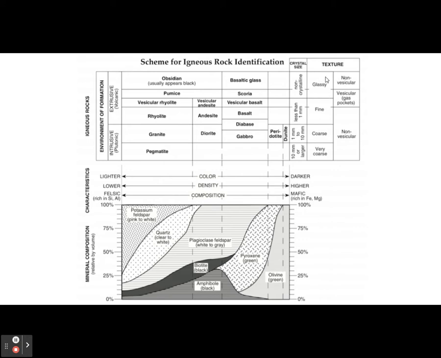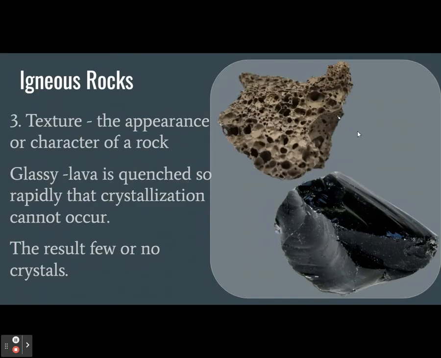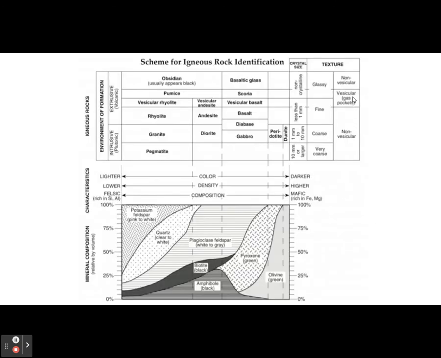And we can see that over here. Here's a glassy texture on the right. Glassy means non-crystalline, so there's no crystals inside of it. They can be non-vesicular. In the case of obsidian, there's no vesicles on here. It's non-vesicular. Or it can have gas pockets on it, which means it would be vesicular, like scoria. So all of these rocks here are all glassy. Obsidian, pumice, basaltic glass, scoria are all glassy textured.